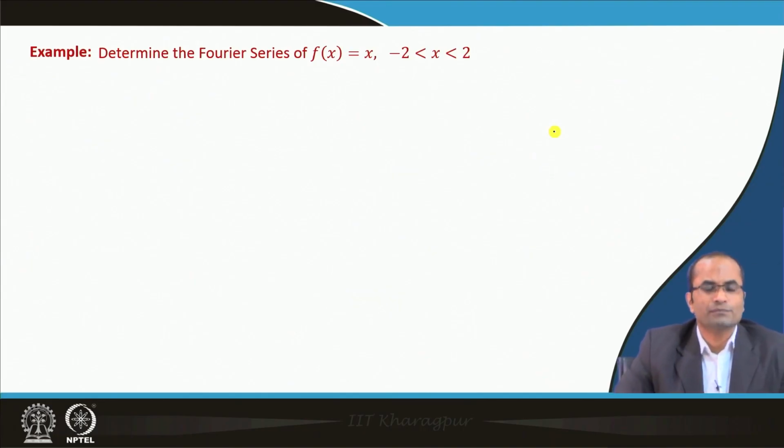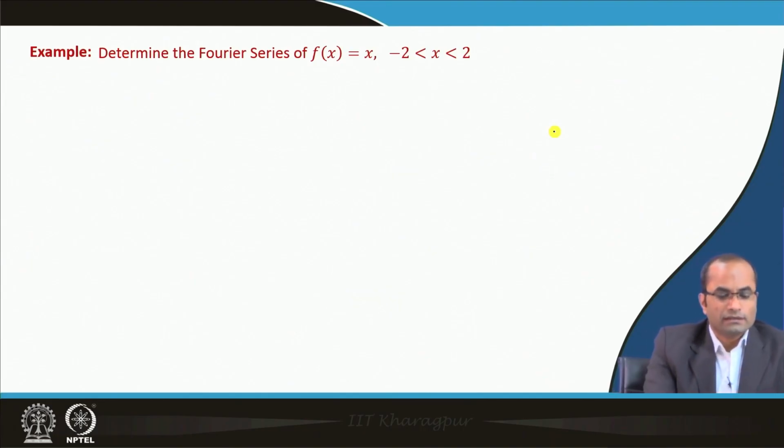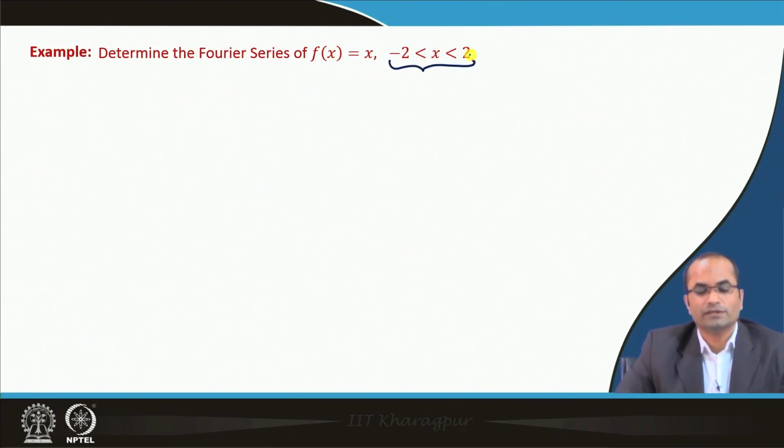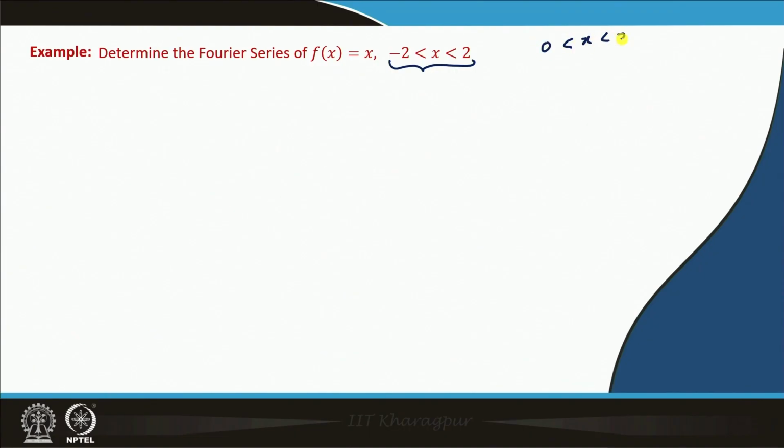Just the last example again. In this lecture I have taken f x is equal to x defined in the region -2 to 2, and the same example I will consider in the next problem, where the interval will be taken as 0 to 2.